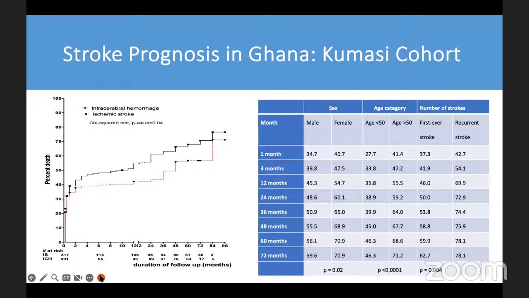So this is one of the papers that we published, which shows that in Kumasi, the mortality rates for stroke after 72 months of incident stroke is about 59% for males and about 70.9% for females. So females tend to die more from stroke in the long term than males. It's age dependent. And also if somebody has had a recurrent stroke, the person has a higher probability to die in the long term than if somebody has the first ever stroke.